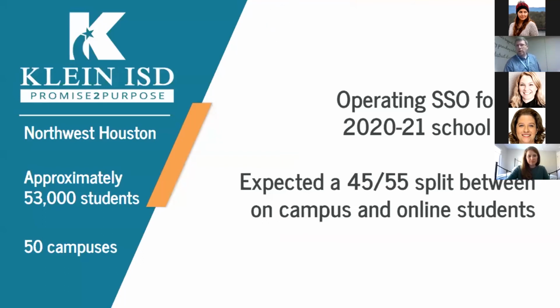We are located in Northwest Houston. We are a district of about 53,000 students. We have 50 campuses. We have elected to operate SSO for the entire 2020-21 school year. When we built our plan for the year, we were expecting to have 45% of our students on campus and 55% online. And that has actually changed.